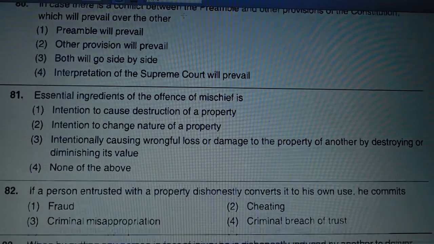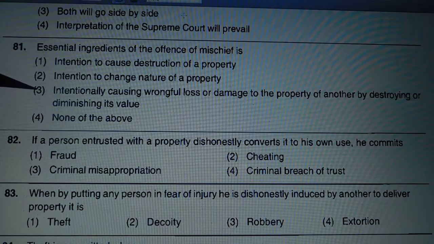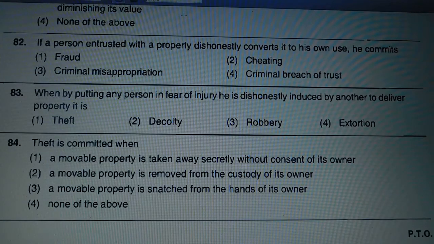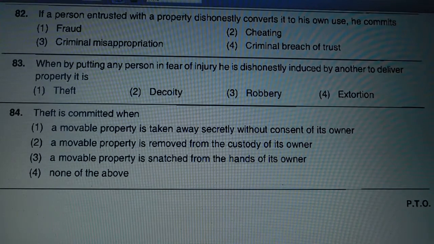Question number 81. Essential ingredients of the offense of mischief is. The answer is intentionally causing wrongful loss or damage to the property of another by destroying or diminishing its value. Question number 82. If a person entrusted with a property dishonestly converts it to his own use, he commits. The answer is criminal breach of trust. Question number 83. When by putting any person in fear of injury, he is dishonestly induced by another to deliver property, it is. The answer is extortion.